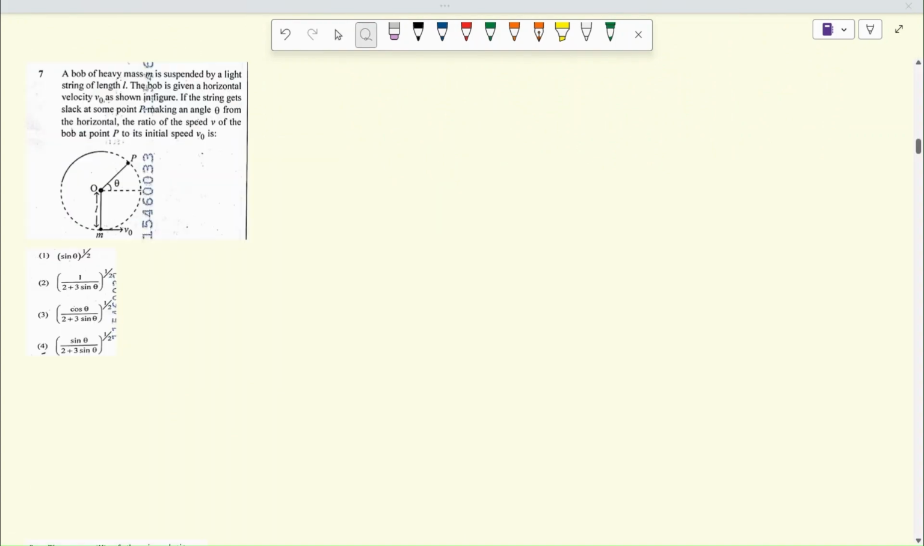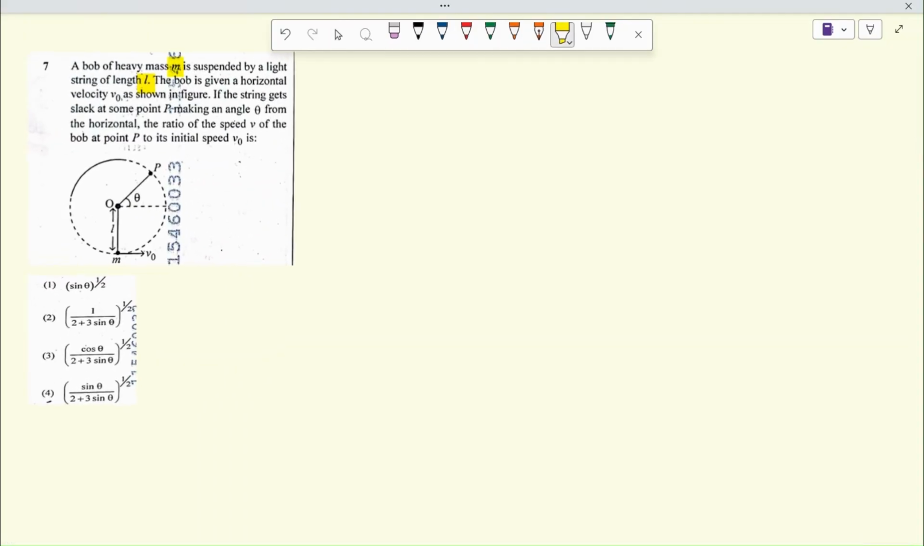Question number 7. What is given here? Mass m is suspended by a light string of length L. Bob is given a horizontal velocity v0 at the bottom, and the string gets slack at some point. What do you mean by the string getting slack? That means tension at that point should become 0. This is one thing. And next, the angle is given. Now let's find out the ratio between V and V0.